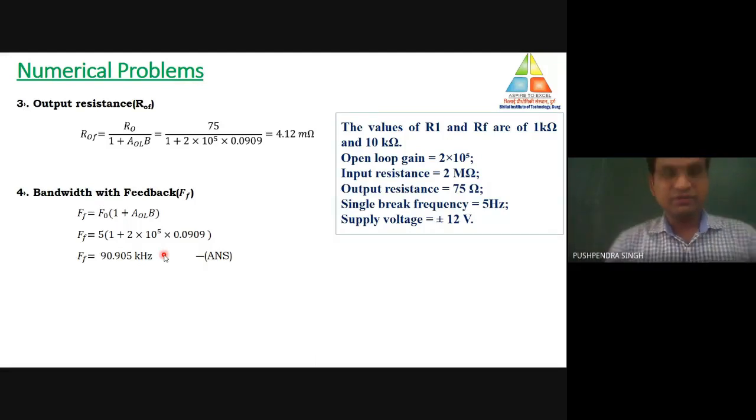So as you can see from these two numerical problems related to inverting and non-inverting amplifier, you just need to remember the formula for how to calculate the values. You just need to substitute the values and you will get the final result. So these are the two questions related to voltage shunt and voltage series amplifier. I hope the solution of these two problems would be clear to all of you.